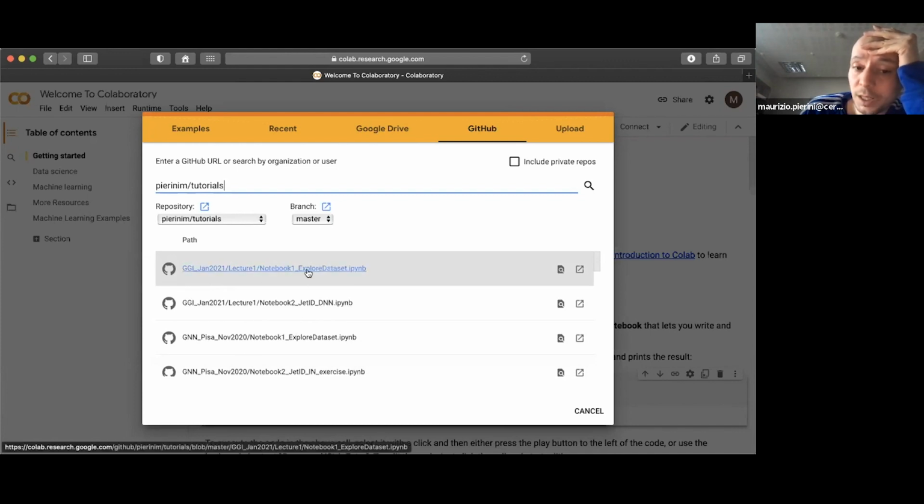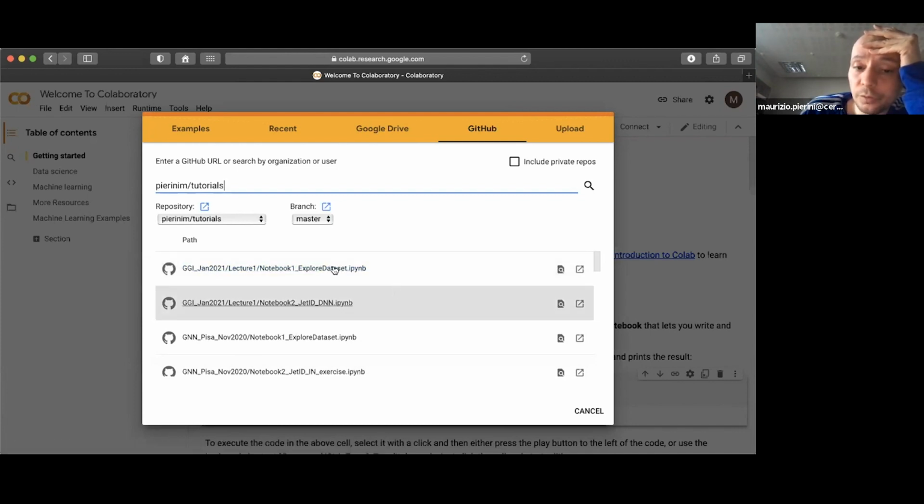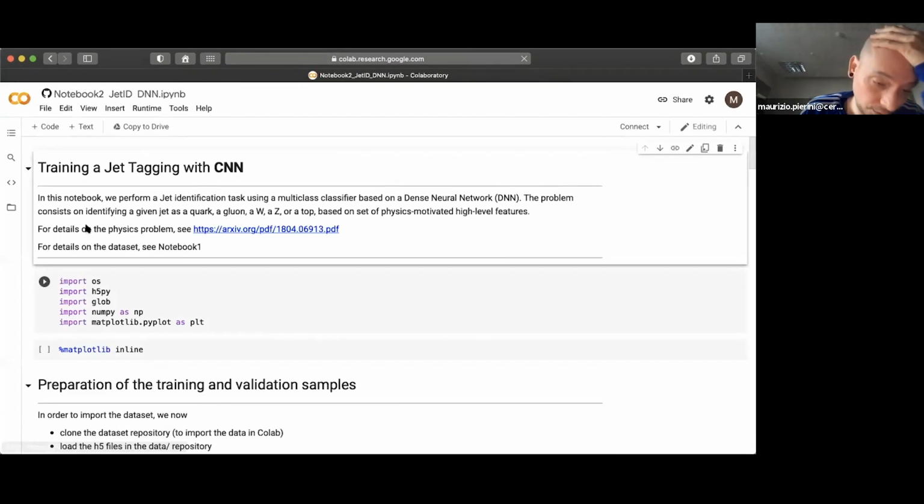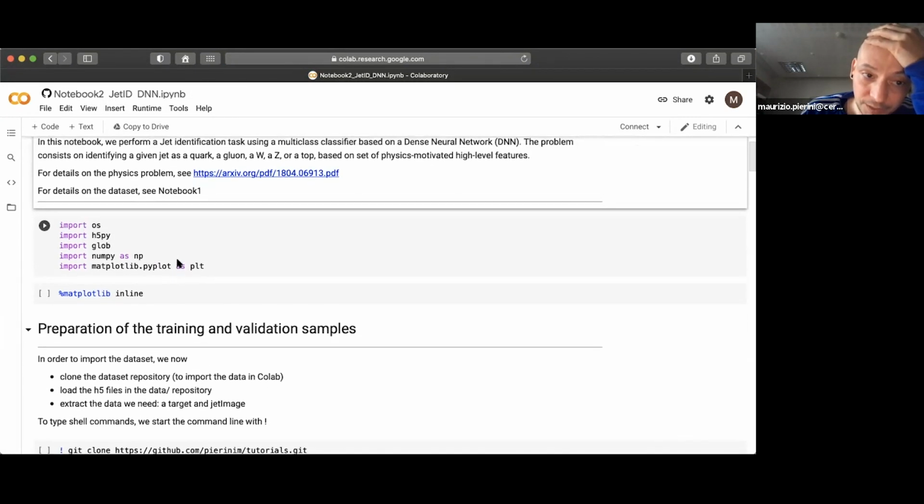Notebook one is an example that shows you some of the features of the data set that we're playing with, if you want to look at that. You just read the data set and make plots. Here you have a link. So this is notebook 2. There is a link to a paper that describes the data sets, the networks, and everything.